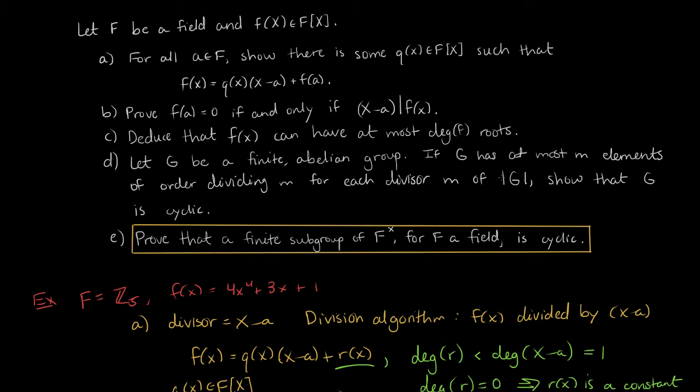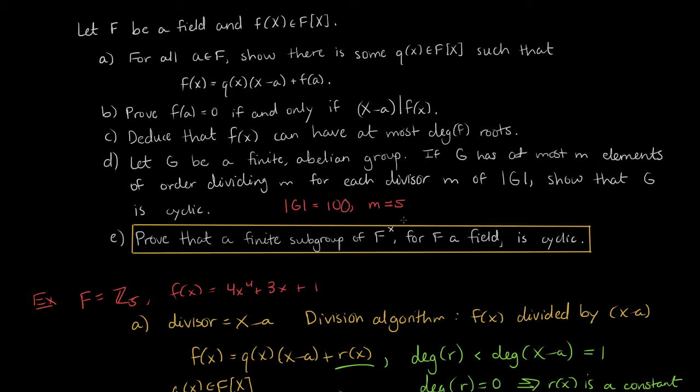Let's break down this middle sentence because it's quite something. Let's say that the order of G was 10. Every divisor m of the order of G, so m could be either 1, 2, 5, or 10, but let's just say m equaled 5 for now. For every divisor m of the order of G, there may be at most m elements of order dividing m. Okay, so perhaps here we have at most 5 elements whose order are either 1 or 5.